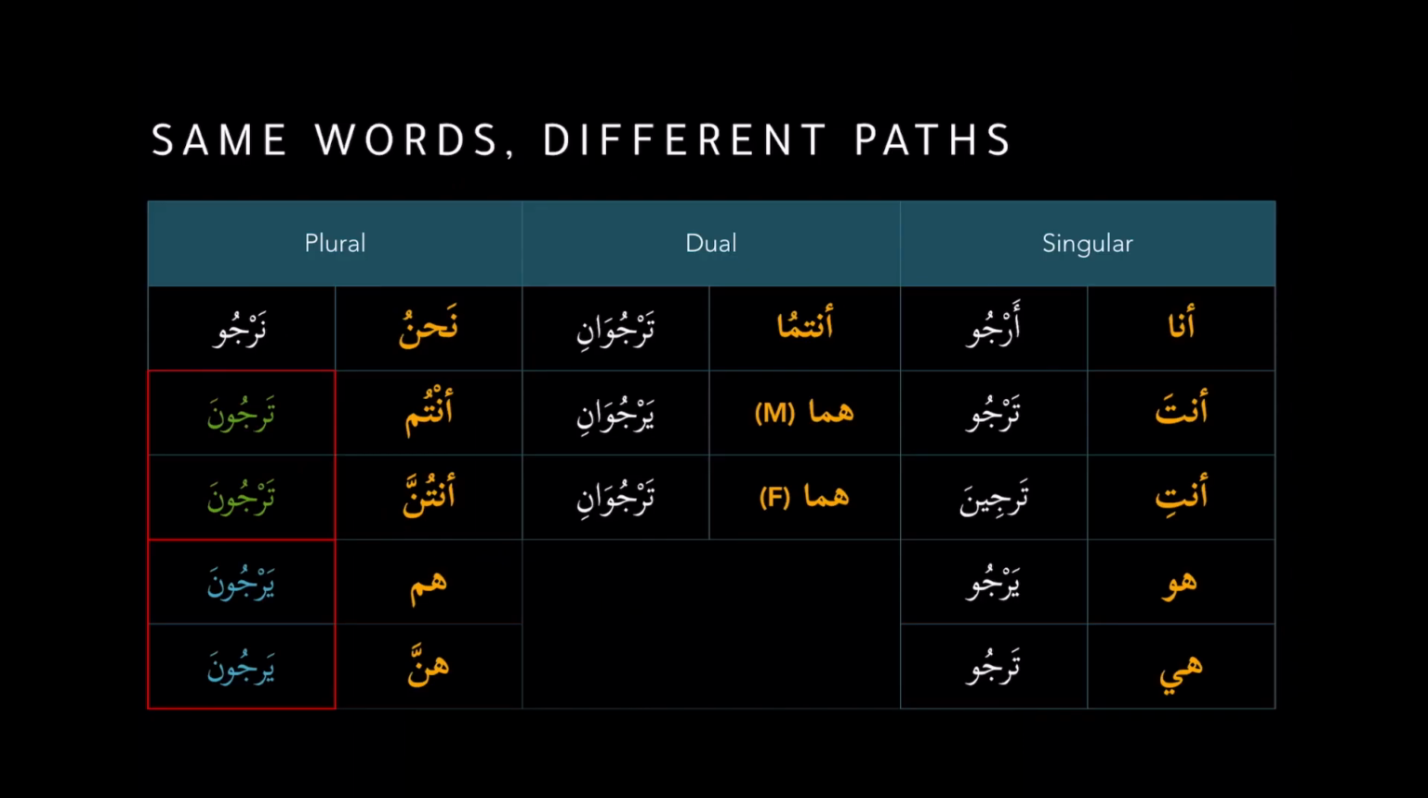Now notice that because of this transformation, we end up with the same conjugations for entom and entunna, and we have the same conjugations for hum and hunna. In the case of the feminine plurals, entunna and hunna, these are regular conjugations, nothing was dropped. We just have the na suffix, the noon, with the prefix and then the conjugated root. But in the case of entum, we have a dropped waaw from the root that makes it look like the same word as entunna, which it is, but it's important to recognize that they arrived here through different paths.